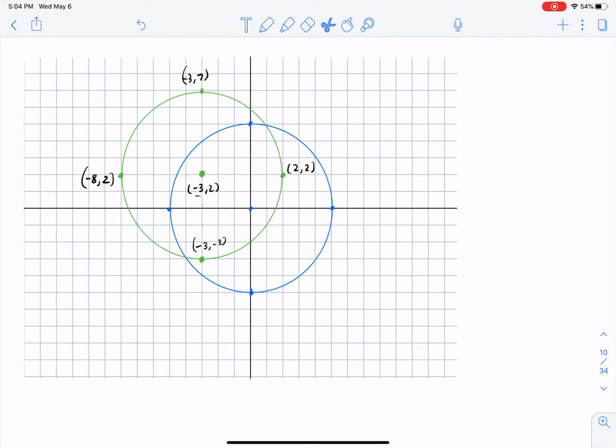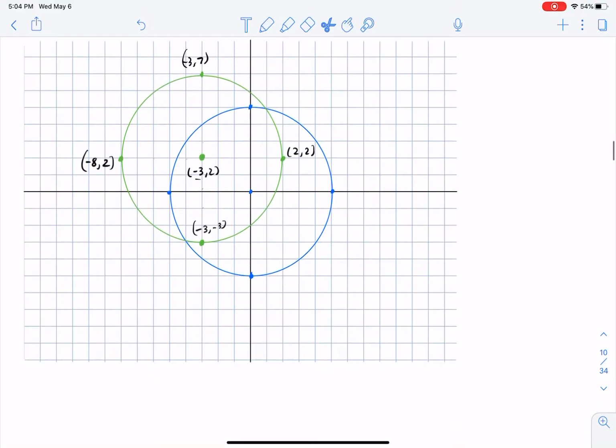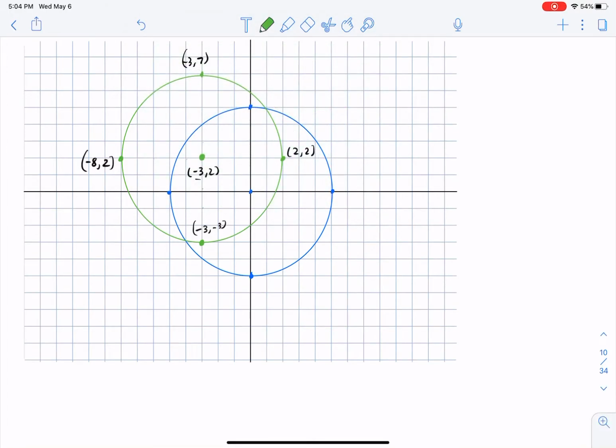All right, previously we were able to take the equation of a circle with some different points and come up with the equation of a circle in particular. Let's say this green one here, its equation was x plus 3 squared plus y minus 2 squared is equal to 5 squared, 25, right? That's the equation of the circle, the green one.